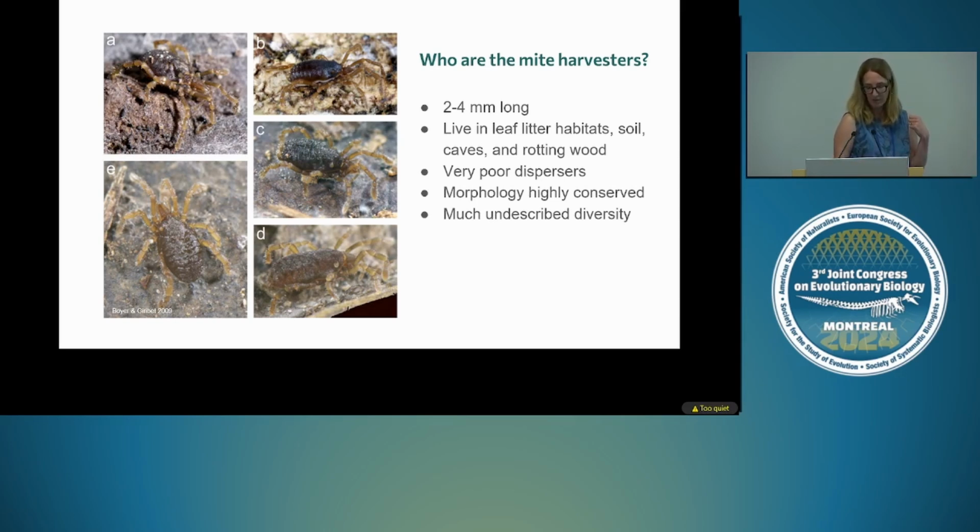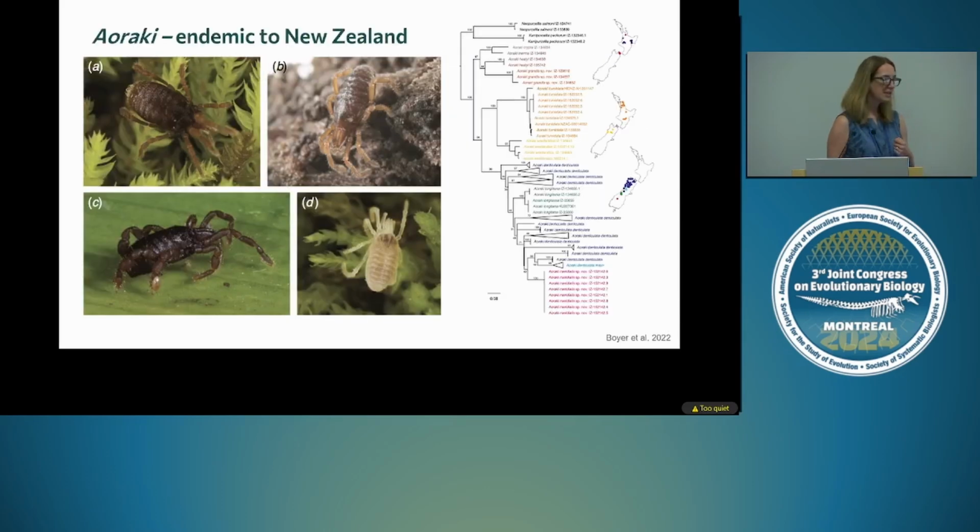And right now, we are focusing our efforts on New Zealand. So that's where we're headed next. So what you see here is one of the genera that's endemic to New Zealand, Aoraki. And on the right is a recent mitochondrial DNA phylogeny for this genus.